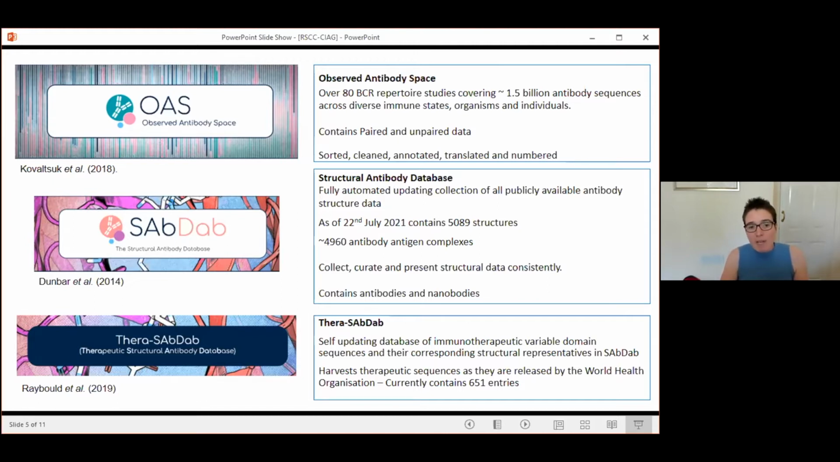And then a third database that is very useful to us and that we've built, it's self-updating, it does need work from us, it's not fully automatic yet, is a collection of all of the immunotherapeutic variable domains that are ready, if you like, to be used as therapeutics. So through a certain stage, we harvest these from the World Health Organization. There's about 650 entries in that database. And that helps us have a description of what makes a good immunotherapeutic. And Matt and Fergus will come back to talking about why it's so important to understand that.